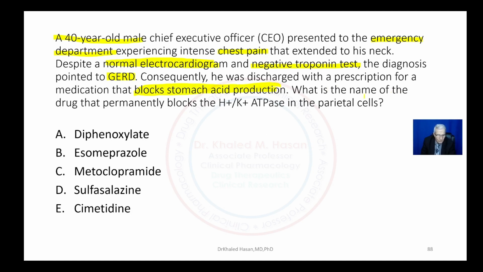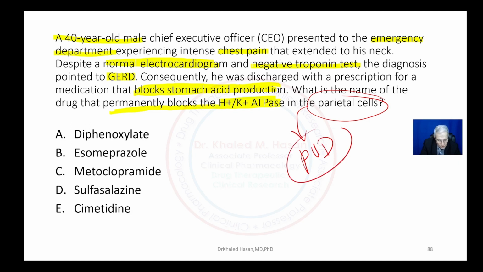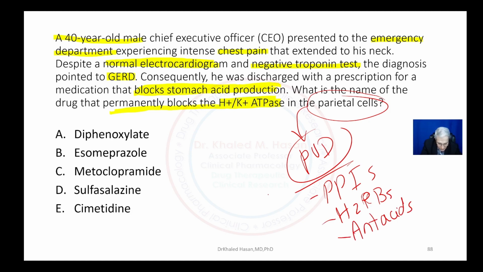And what is the name of the drug that permanently blocks hydrogen potassium ATPase in the parietal cell? For this question, I refer the audience to review the peptic ulcer disease lecture. In the peptic ulcer disease lecture, we explained in detail the groups of medication. For example, we discussed PPI, H2 receptor blocker, and we discussed the antacids in detail. Please review this lecture before you answer this question.